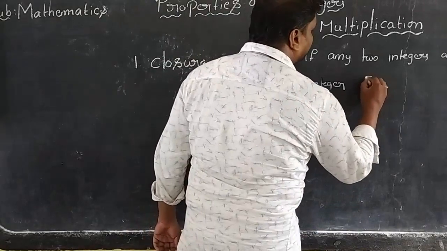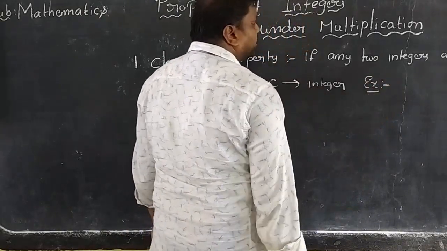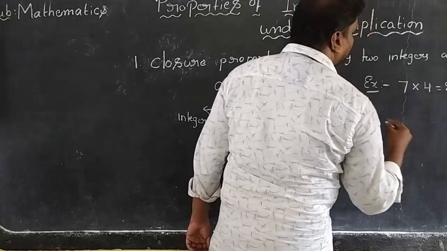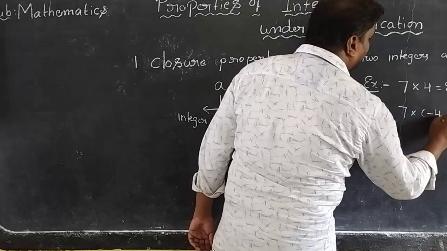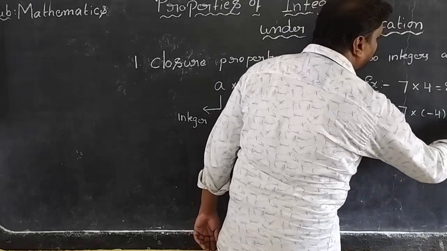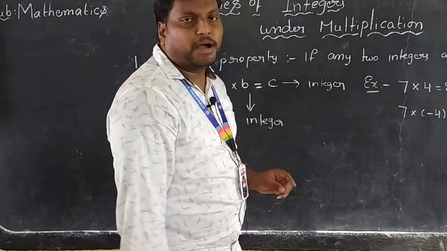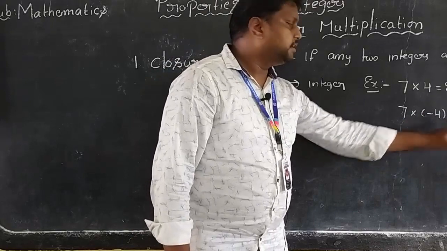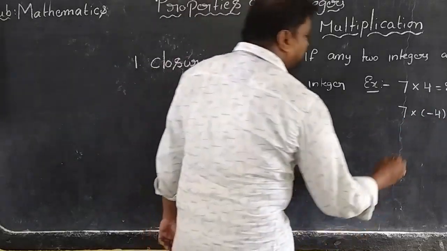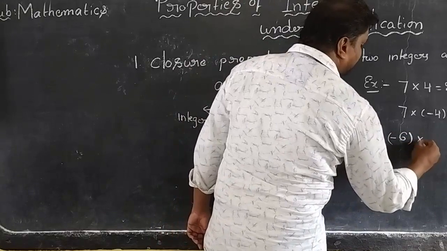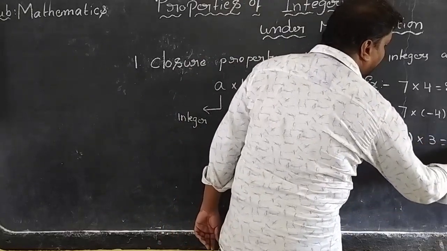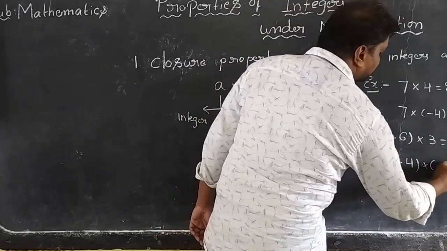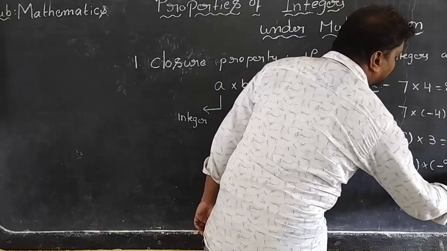We'll take some examples. 7 into 4 is equal to 28. 7 into minus 4 is equal to minus 28. Why? Because the product of one positive integer and one negative integer, plus into minus, will be minus, 7 fours are 28, minus 28. Next, minus 6 into 3 is equal to minus 18, and minus 4 into minus 9 is equal to 36.